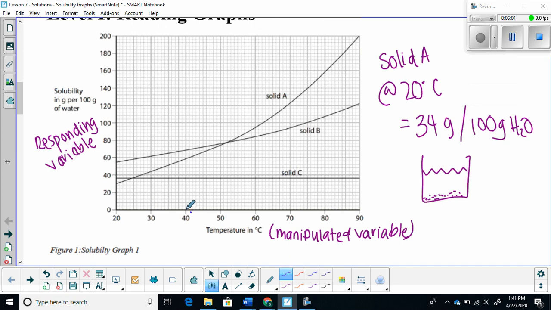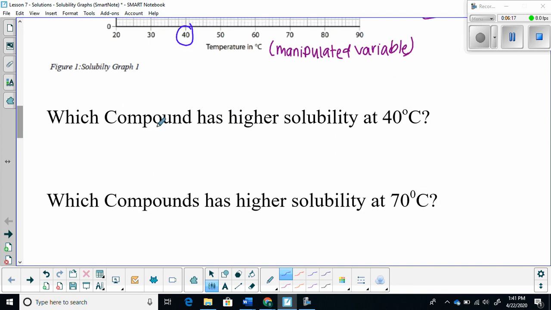There it is. And I'm going to read up. Okay, so we want to look for the highest line. This is my highest line. This line connects to solid B. So the highest solubility at 40 degrees Celsius is solid B.